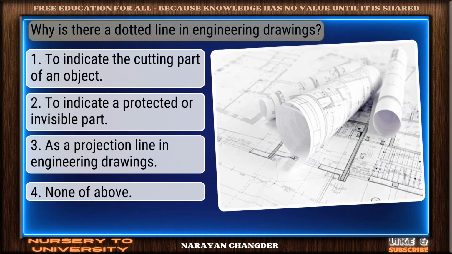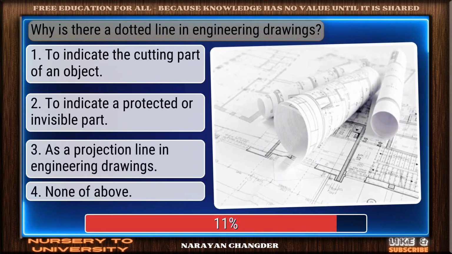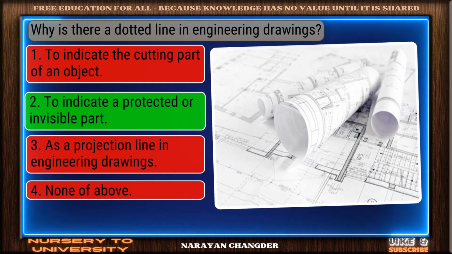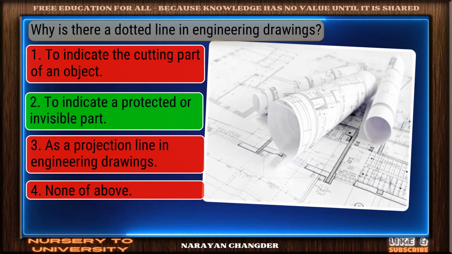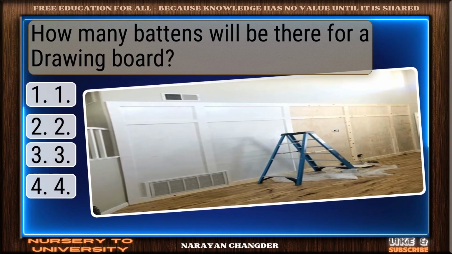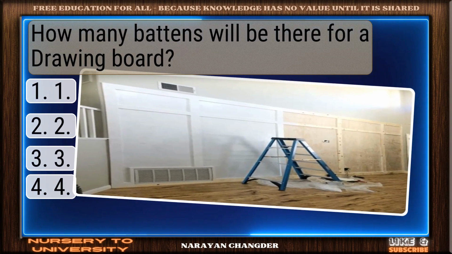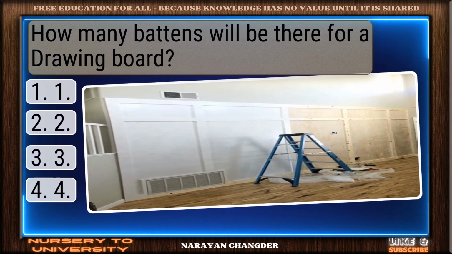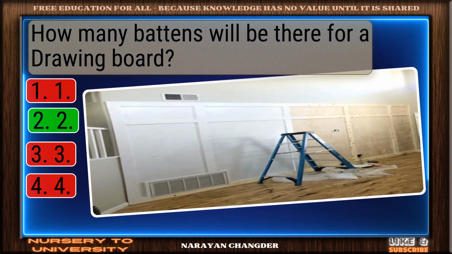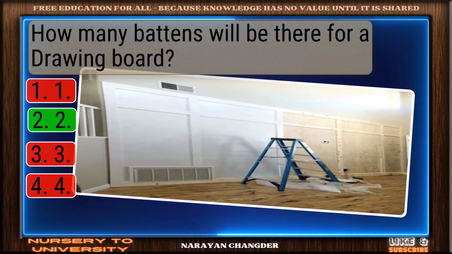Why is there a dotted line in engineering drawings? Perfect. To indicate a protected or invisible part is the correct choice. How many battens will be there for a drawing board? Good thinking. 2 is the right answer.